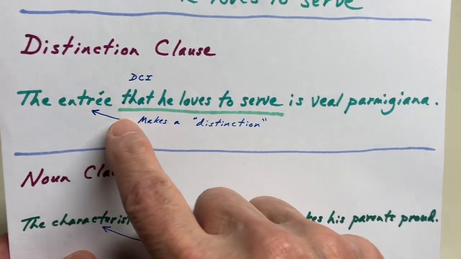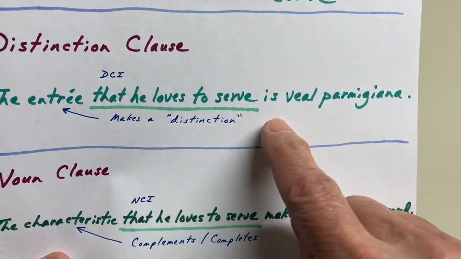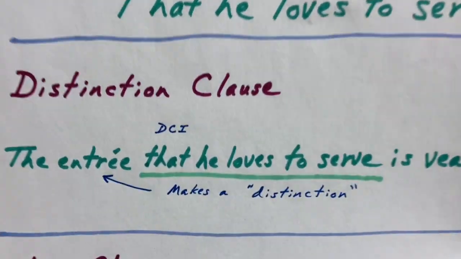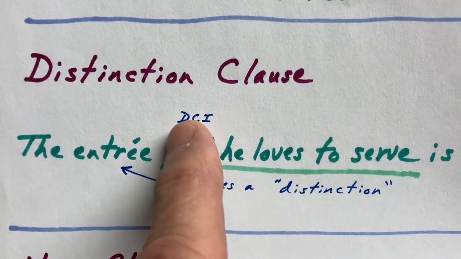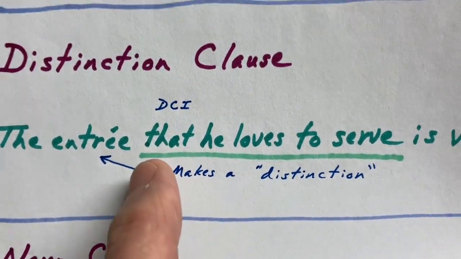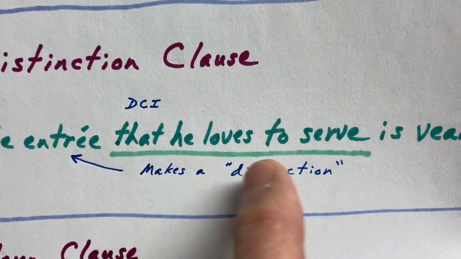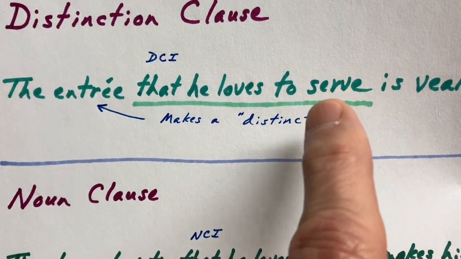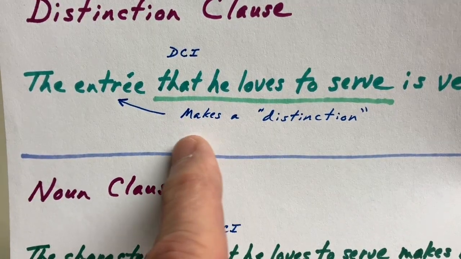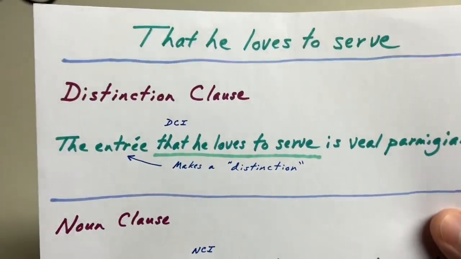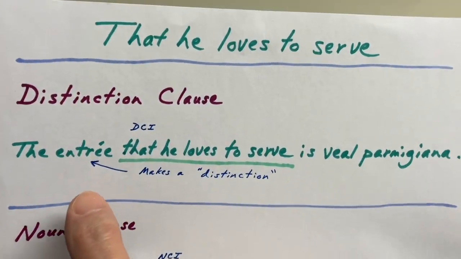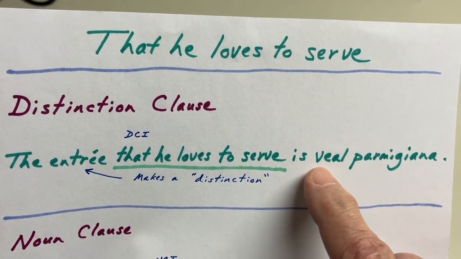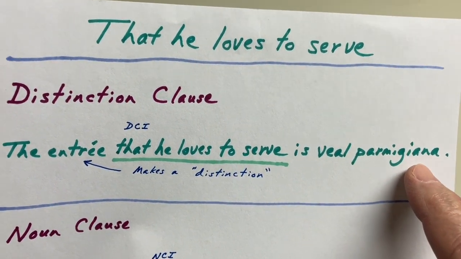The entree that he loves to serve is veal parmigiana, okay? That's the sentence. And we see that the word "that" is a distinction clause indicator. It's indicating that we have a distinction clause here. And that clause makes a distinction about the word entree. So we see that the entree that he loves to serve is veal parmigiana, okay?